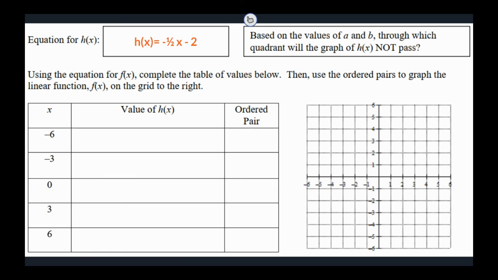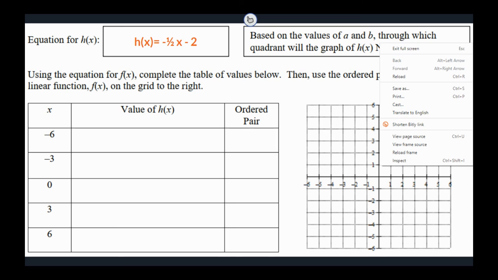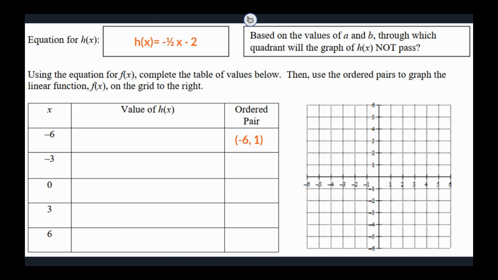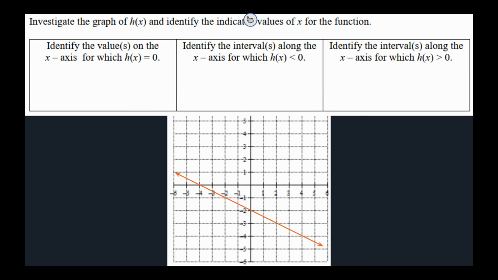Okay. So which quadrant do we not go through? Correct. Okay, here are the points, your ordered pairs: -6, 1; -3, -1/2; 0, -2; 3, -3/2; and 6, -5. That's what your line should look like.